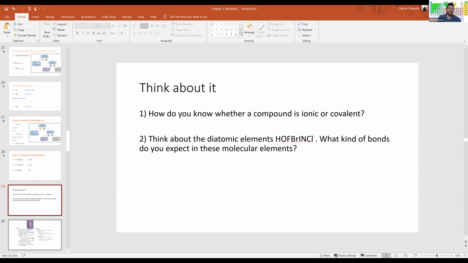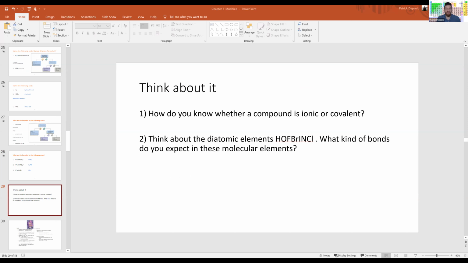All right, so there's some good things to think about. How do you know whether a compound is ionic or covalent? Anybody want to answer me that? What's the easy way to figure out which one's which? One way is to look at what's being bonded. Exactly. If you have a metal and a non-metal, it's going to be ionic. If you have more than one non-metal, it's going to be covalent. So that's very simple.